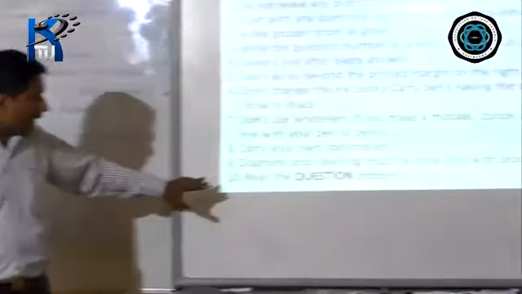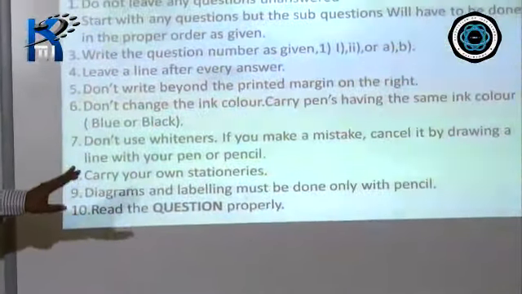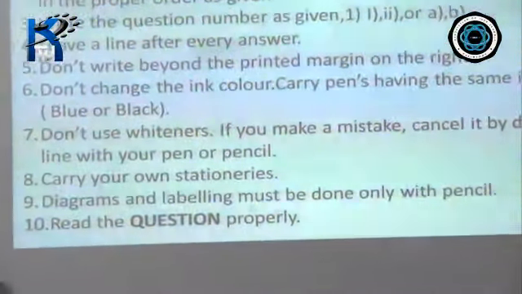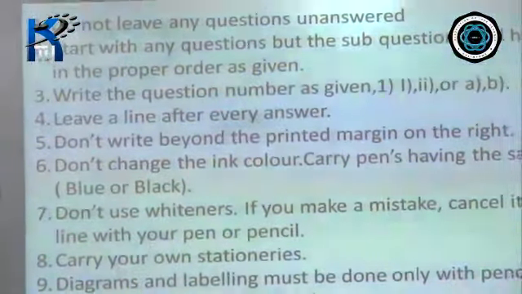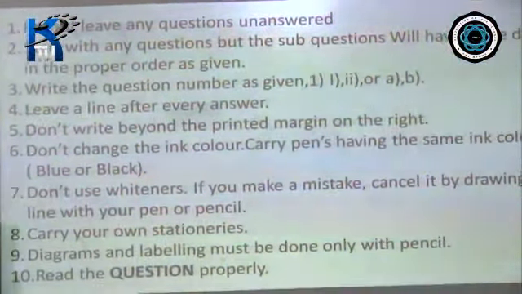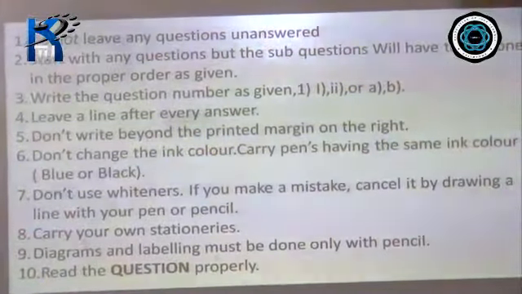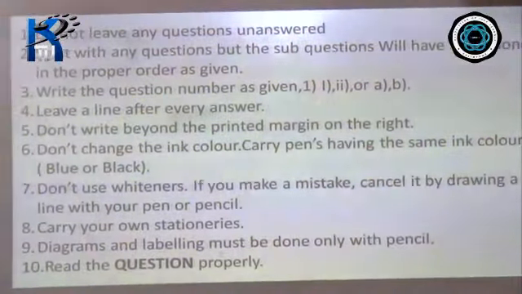Next one, read the question properly. Another thing is that you have to read the question properly. This is very important, because in biology, when you see one term, you start writing about it. But what is the question asked?